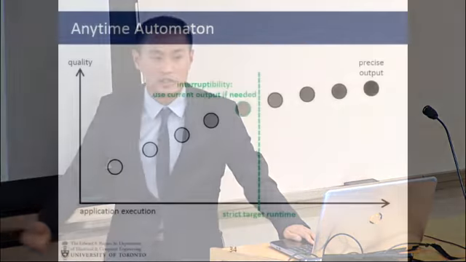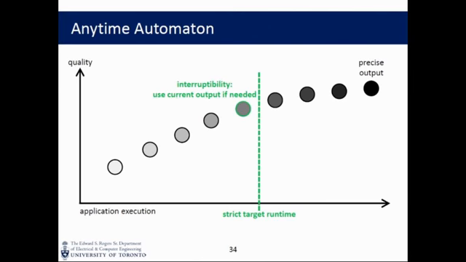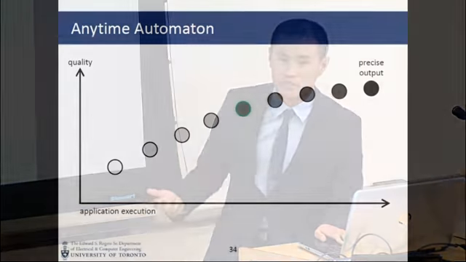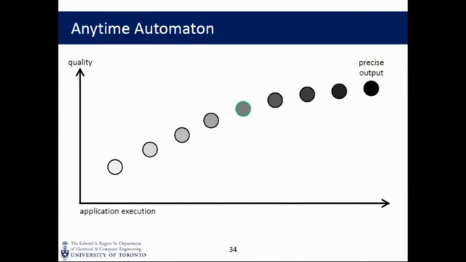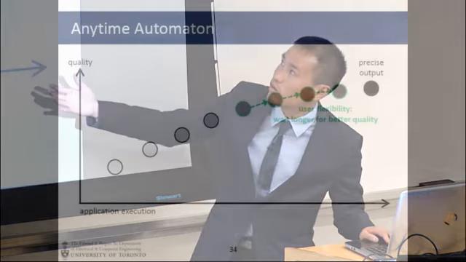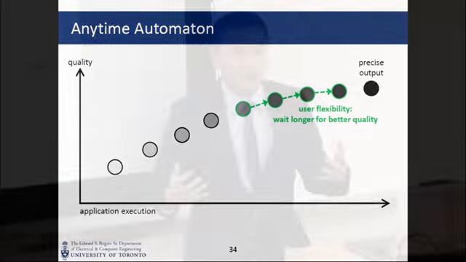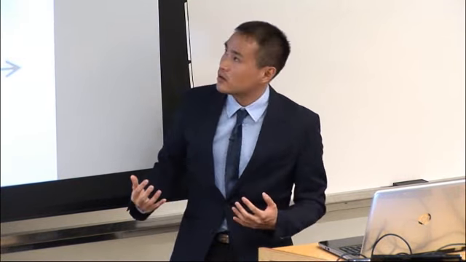In terms of a real-time system, if we now impose a strict target runtime, we have a large window of interruptibility, where you can interrupt at any point in this large window and get some decent output that's available already. And finally, in terms of user flexibility, if you provide one result to the user and it's not good enough, it's a simple matter of waiting until it eventually reaches the precise result. So we effectively put the onus on the user to define their level of acceptability. And we give them a simple rule of thumb. It's a simple matter of waiting longer if you want better quality.